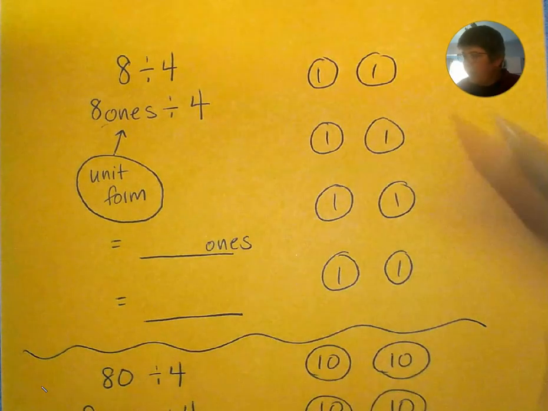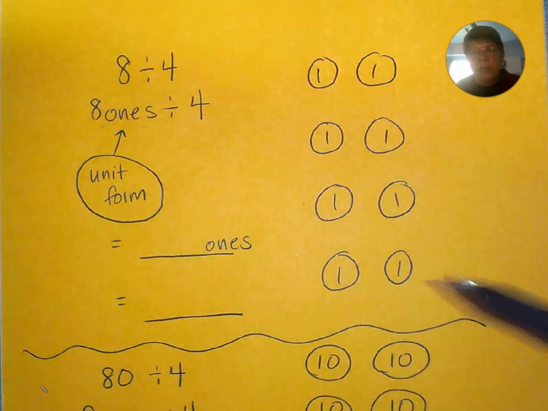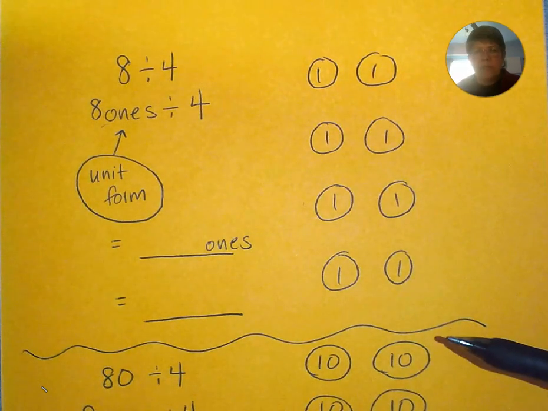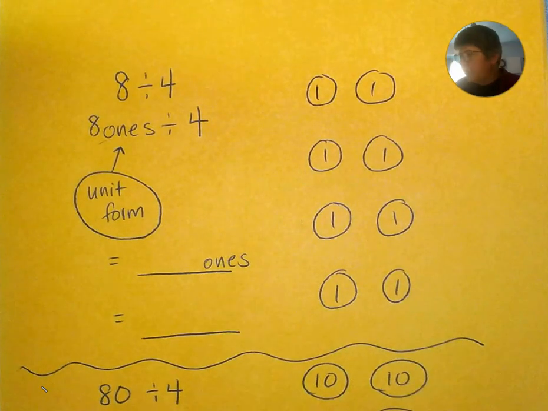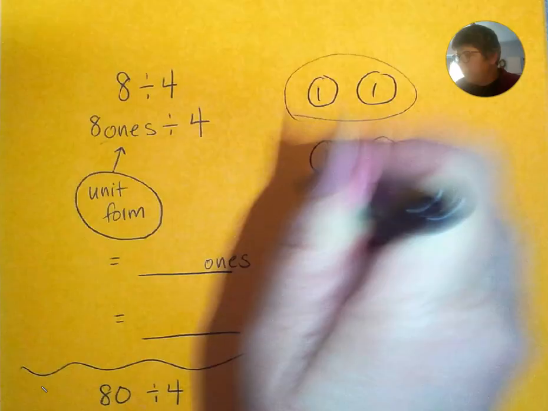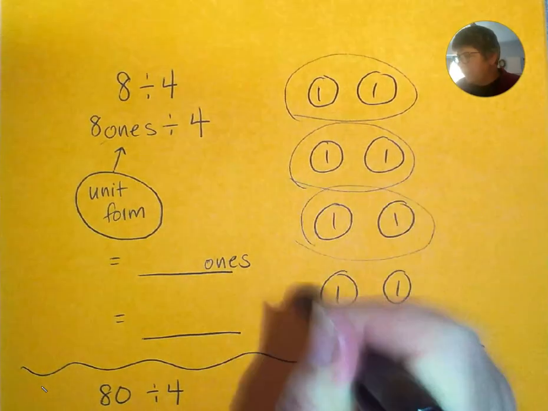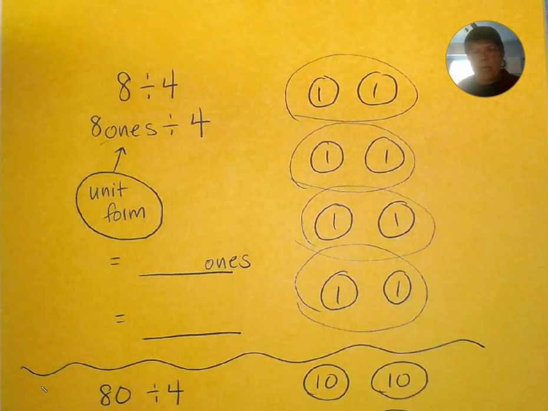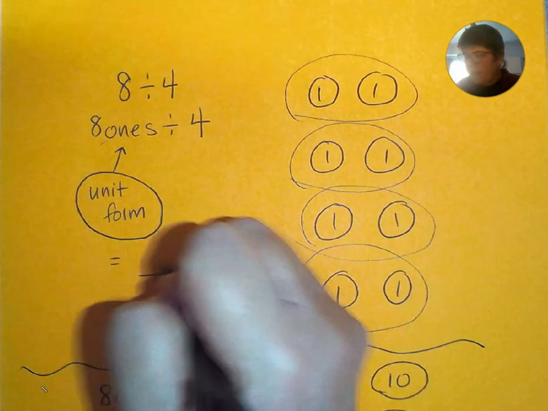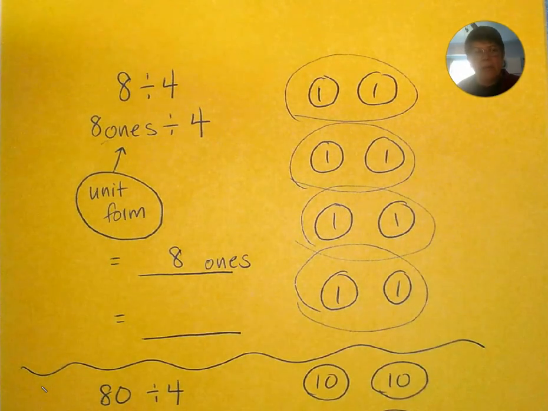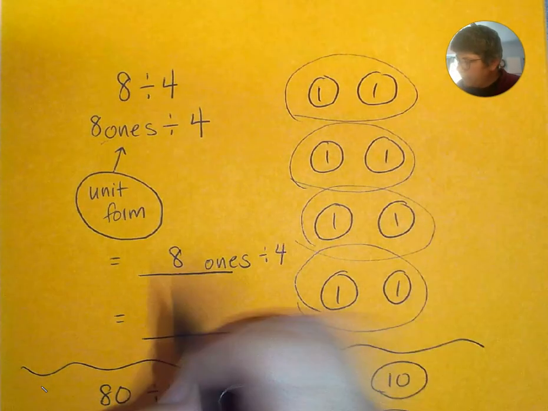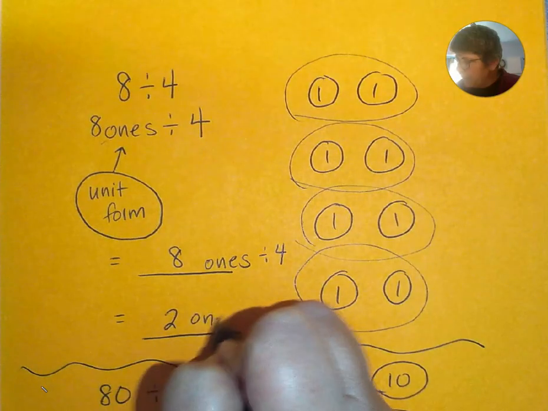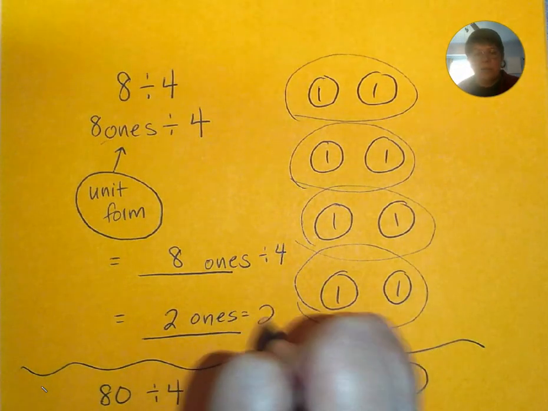So here we have 8 ones. I have my place value discs as ones there, and so I'm going to divide them by 4. So I'm going to put them into 4 groups, right? So I have 8 ones. I can write it again in unit form, and then 8 ones divided by 4. How many are in each group? 2 ones in each group, which is the same as 2.